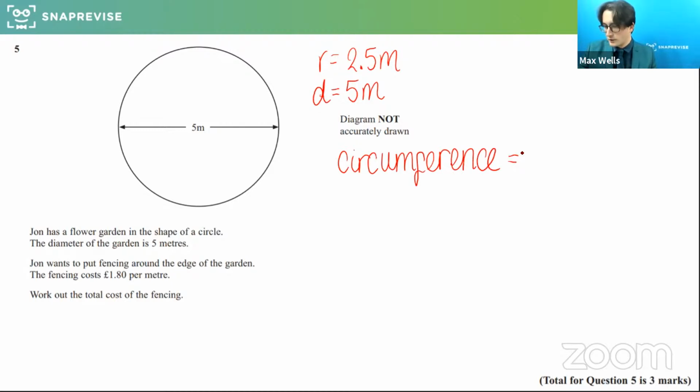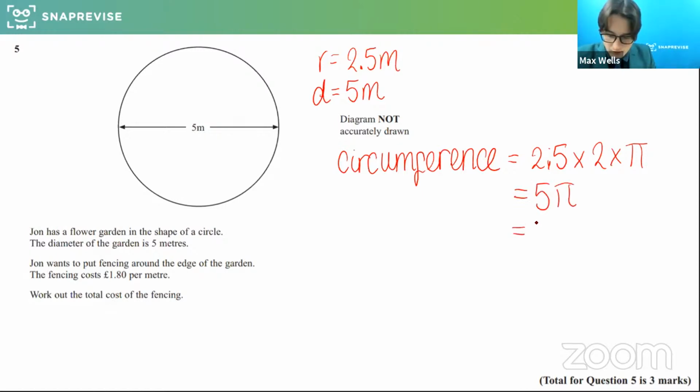Cool. So I can do 2.5 times 2 times pi, or 5 times pi. I'll write it both ways: 2.5 times 2 times pi, or 5 pi, and that would be equal to, I know it's rounded, 15.7 when we use our calculator, and that is in meters. Now that's the length around the edge.